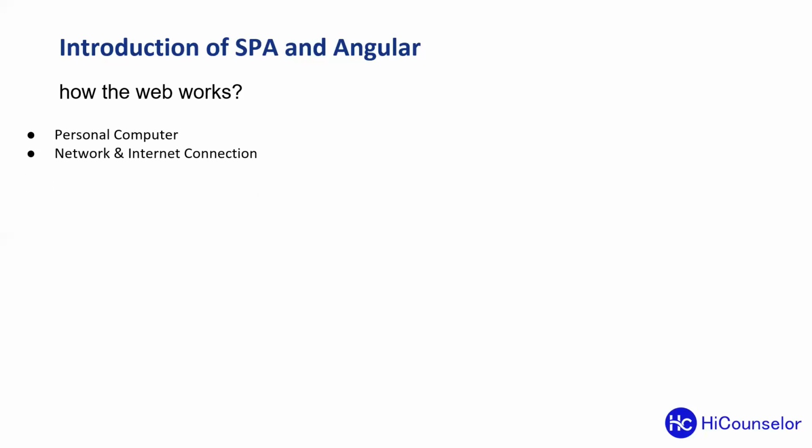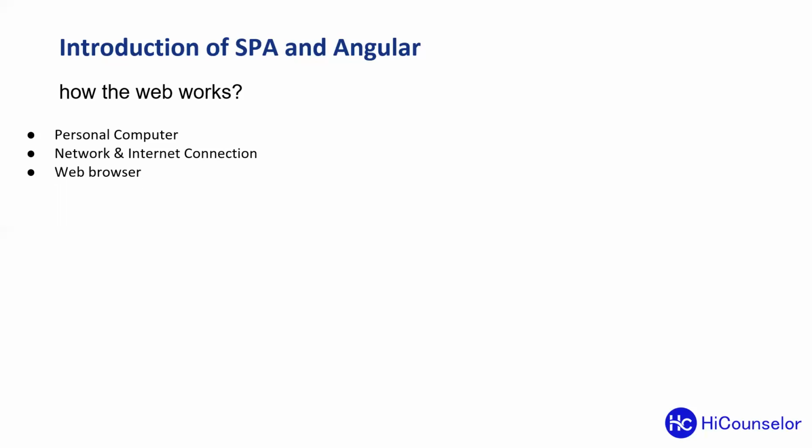A network is a connection of two or more computers. And what is the internet? The internet is nothing but a connection of two or more networks. So we are connecting two networks through the internet connection, and we use various internet connection providers to establish the connectivity. Then the most important thing is the web browser.